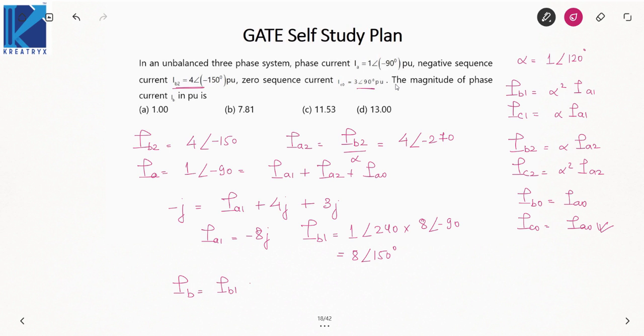So what is IB? IB is IB1 plus IB2 plus IB naught. Okay. So IB1 we are already given, 4 angle minus 150. IB2 we just now calculated, 8 angle 150. IB naught and IC naught are both equal, 3 angle 90. So it will come out to be 11.53 angle 154.3 degree PU. So the answer would be C. Is it fine? So that is how you can calculate the value of IB. So you have to remember these relations between the symmetrical components.